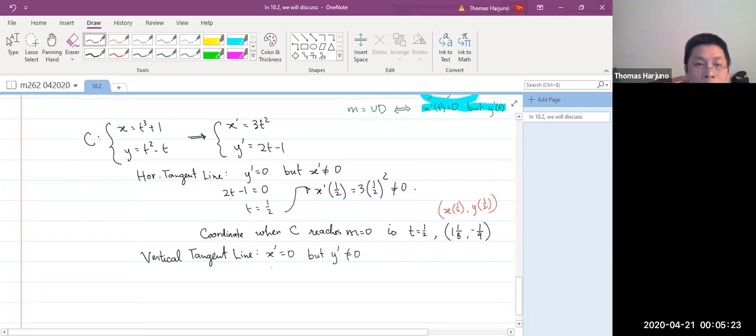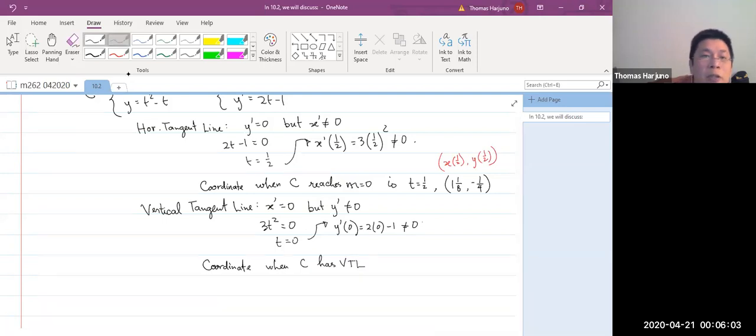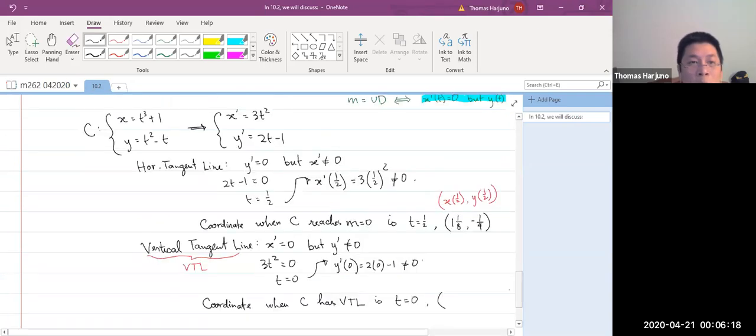Okay. X prime equals to 0 means 3t squared equals to 0, so t equals to 0. Now I need to make sure that the y prime is not 0. Y prime at 0 is 2 times 0 minus 1. That's not equal to 0, so we are fine. Now then, the coordinate when C has vertical tangent line, let me call this vertical tangent line, is when t equals to 0. That is when the coordinate is 1, 0.